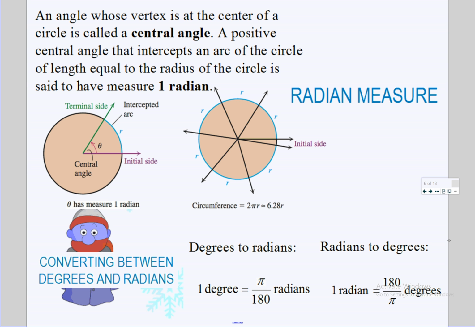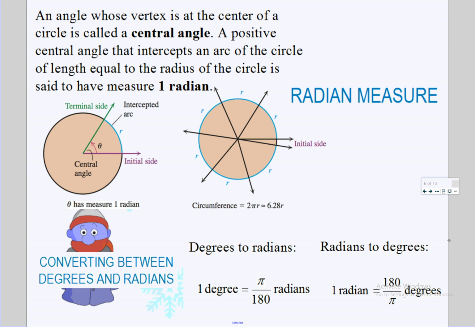What's 6.28 divided by 2? 3.14, and what is 3.14? Pi. So what ends up happening is we can fit 3.14 radians halfway around and another 3.14 radians for the other half. So one full rotation is 2 times 3.14, 2 pi radians, or half a rotation is pi radians.